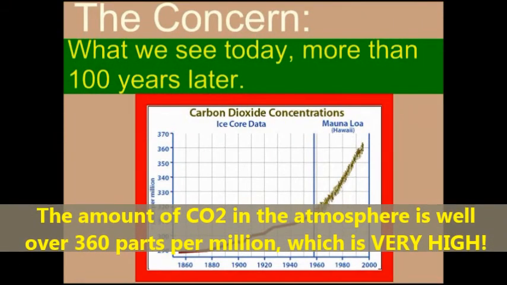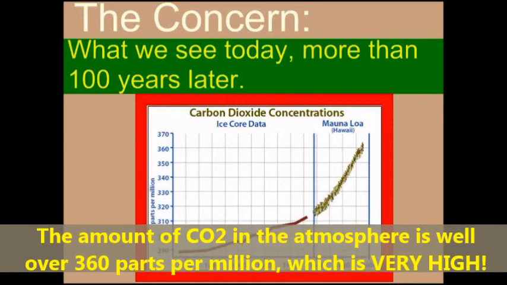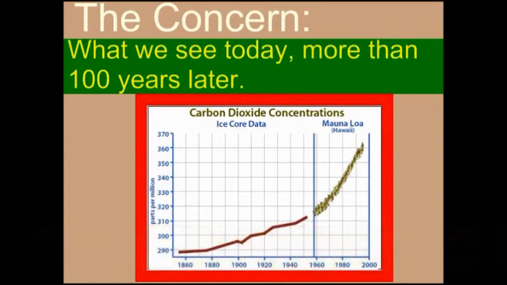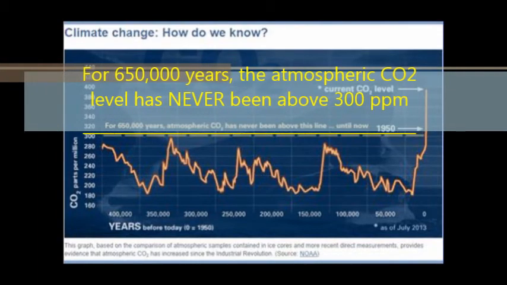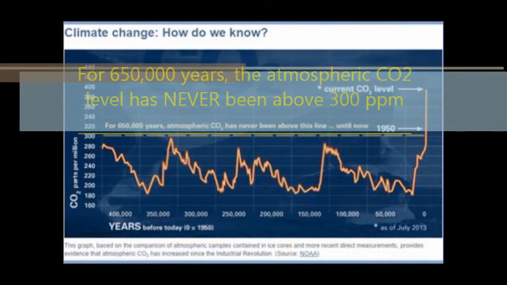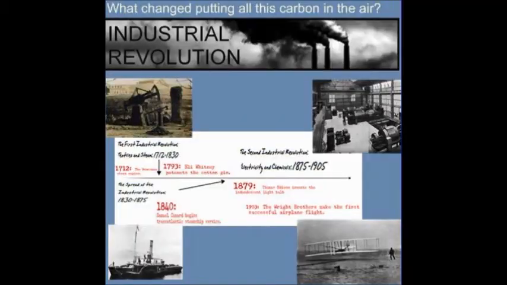You can see that the amount of carbon dioxide in the atmosphere is over 360 parts per million, which is very high. You can see that for 650,000 years, the atmospheric CO2 has never been above 300 parts per million. Today's CO2 levels are over 400 parts per million. What changed to put all of this carbon into the air? A lot of this started during the Industrial Revolution.